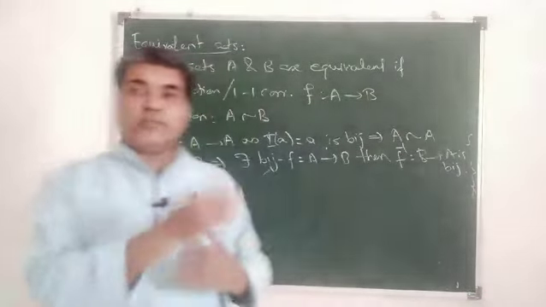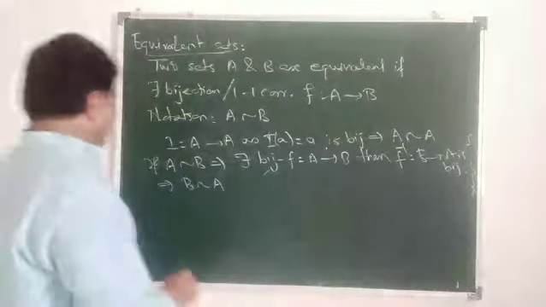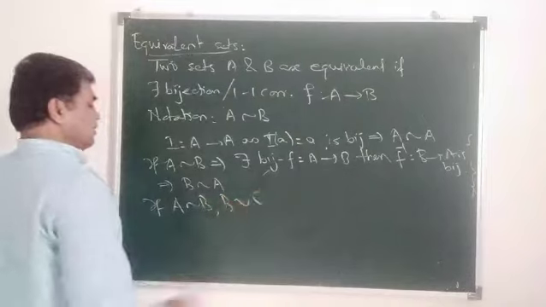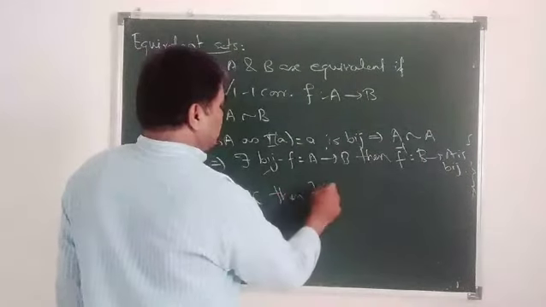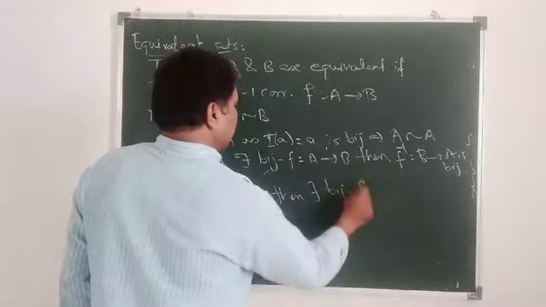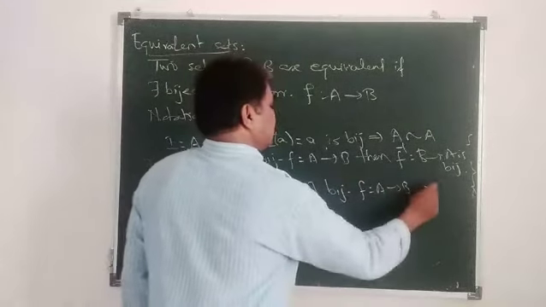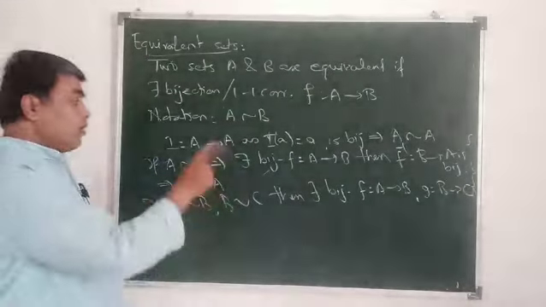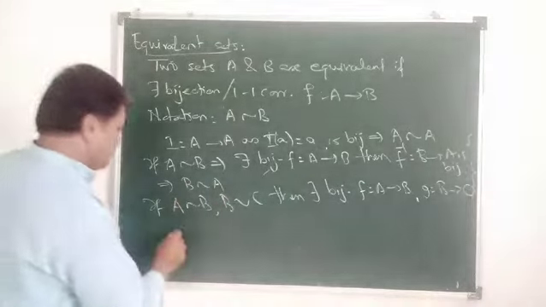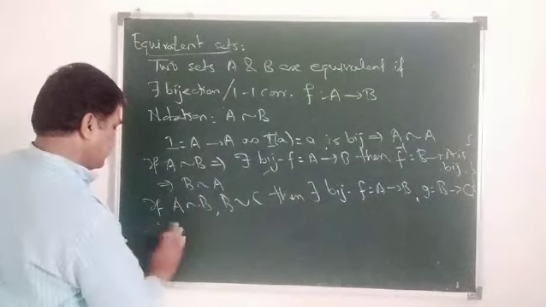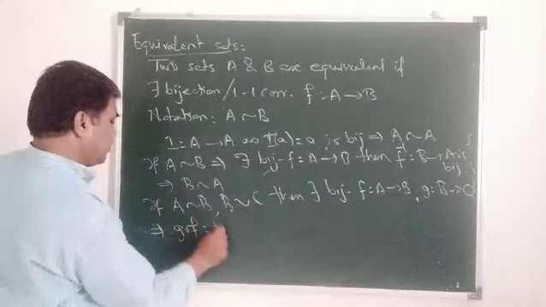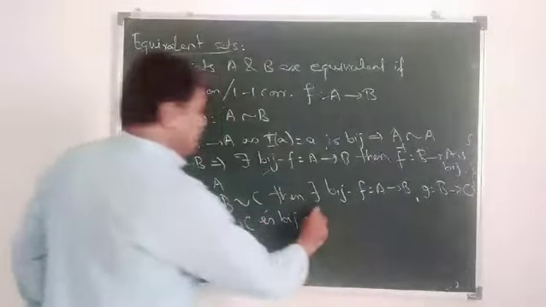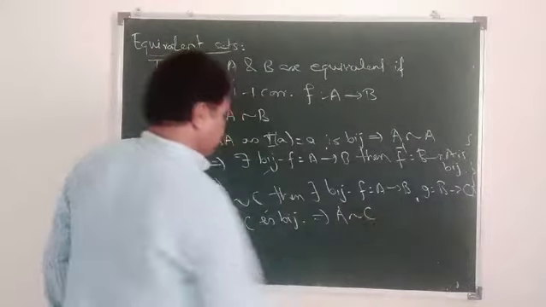If I have two sets, A is equivalent to B, then B is also equivalent to A. If I have three sets, if A is equivalent to B and B equivalent to C, then there exist bijective functions, bijections f from A to B and g from B to C. We know that the composition of two bijective functions is bijective. Then g composite f from A to C is a bijective function. This implies A is equivalent to C.